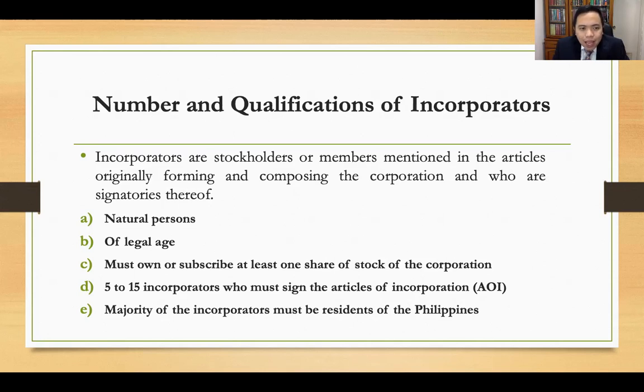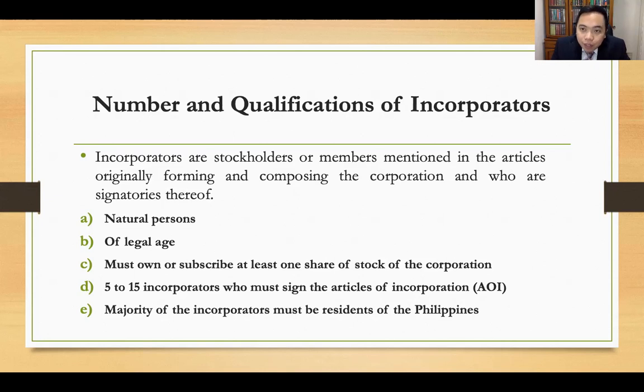Now, an incorporator must own or subscribe for at least one share of stock of the corporation. You cannot be considered an incorporator unless you have an interest in the company. That is the basic requirement under Title II. And then, class, the minimum number of incorporators under the old Corporation Code is 5, but not more than 15. And lastly, majority of the incorporators must be residents of the Philippines. Take note, class, that the law does not require all incorporators to be residing in the Philippines. The only requirement of the law is that majority of the incorporators must reside in the Philippines.